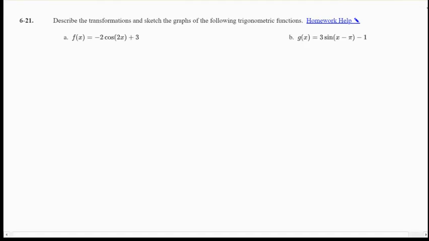Here I'm asked to describe the transformations and sketch the graphs of the following trig functions. So I'm going to describe the transformations first. I have an a value which is negative, so the first thing that happens is there's a reflection over the x-axis and a stretch by a factor of 2. And that's a vertical stretch. Then I have a k value, so I shift 3 units up.